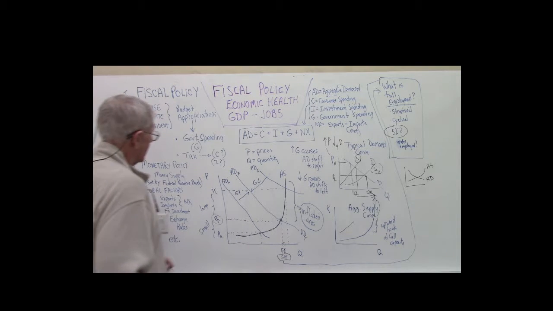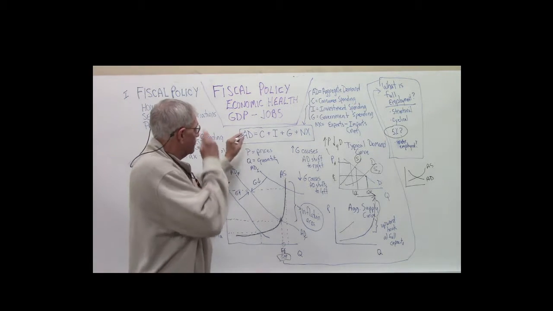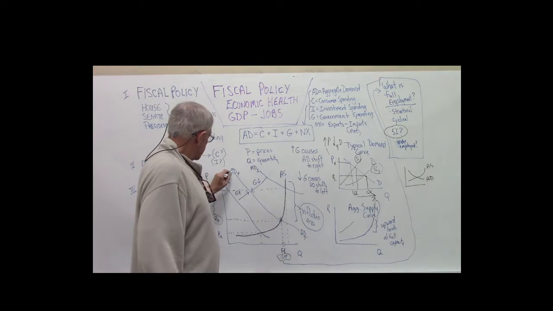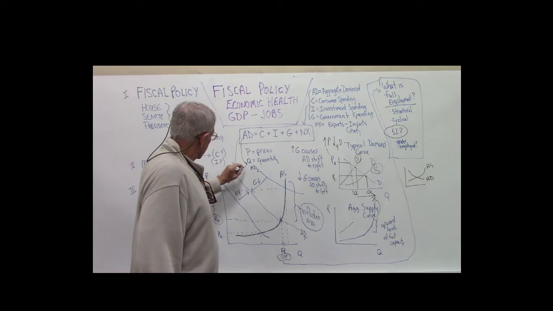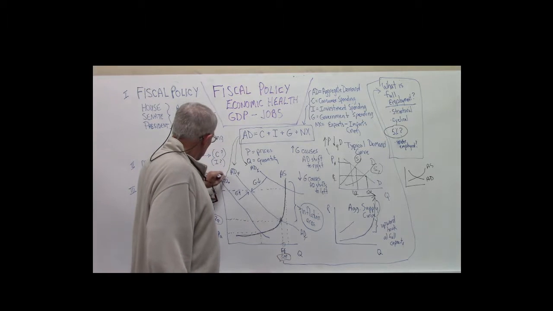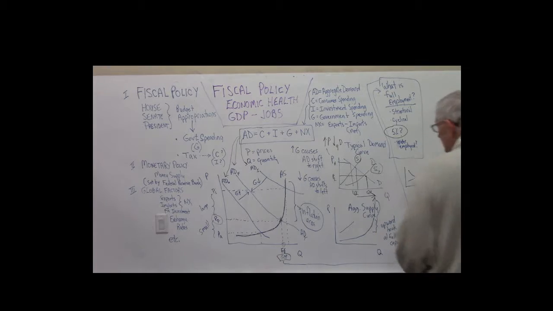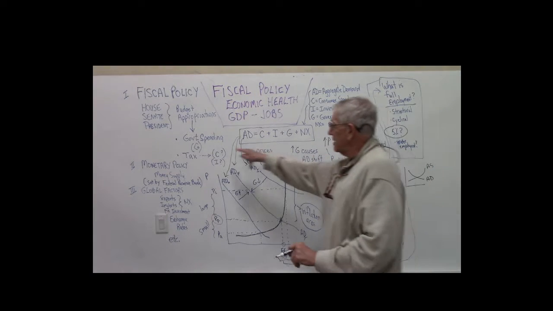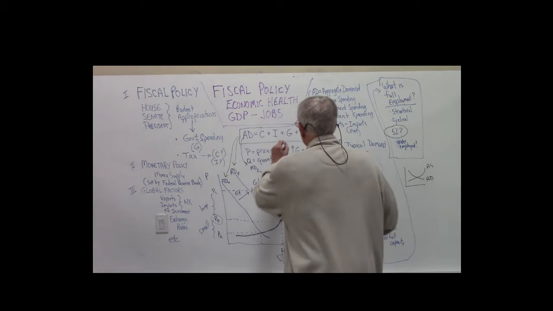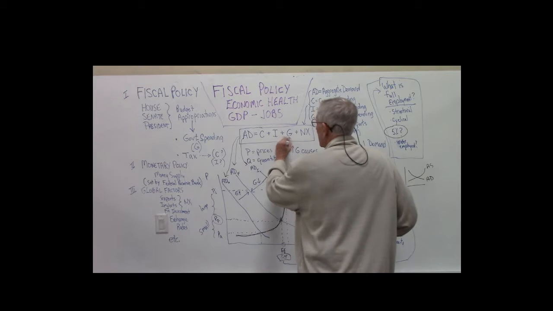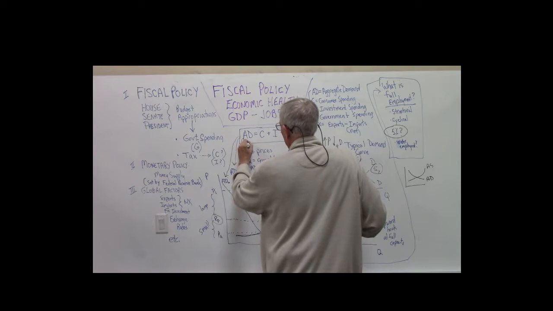Okay, now, let's go back to our formula here. Aggregate demand, which is this curve right here, right? Or it's this curve right here. Or it's this curve right here, right? As government spending right here increases, this goes up. That causes aggregate demand to go up.